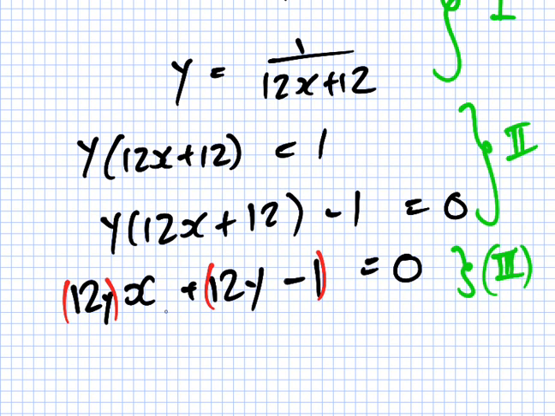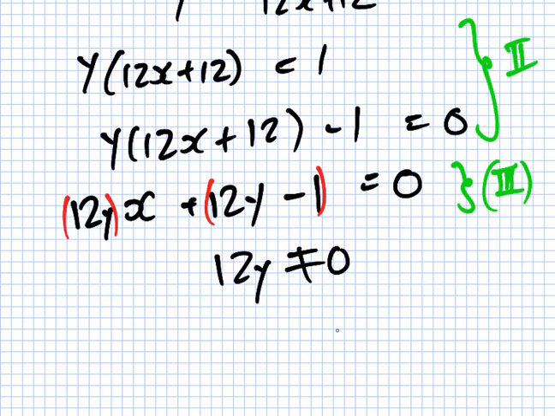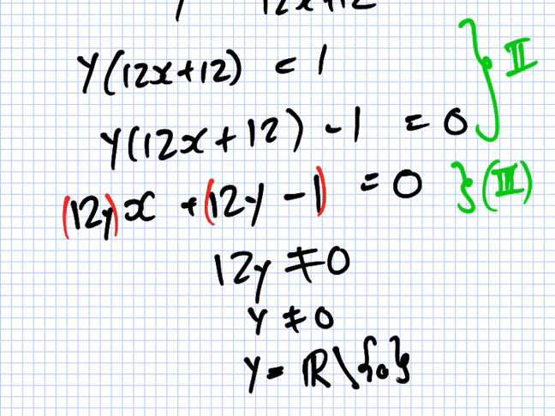So what number here is the slope in this formula? 12y. And what do I want for the 12y? Not to equal 0. So what does that mean? Y is not to be 0. So then y should be all the real numbers except 0. And that's the answer. That is the range. The range is all real numbers except 0.